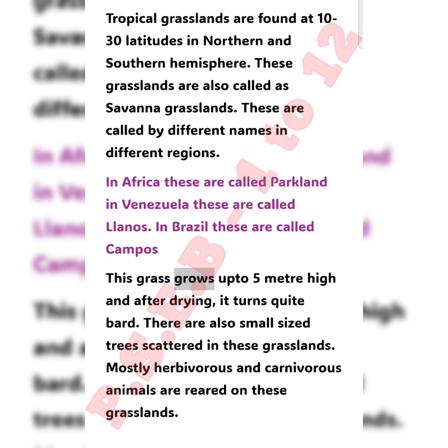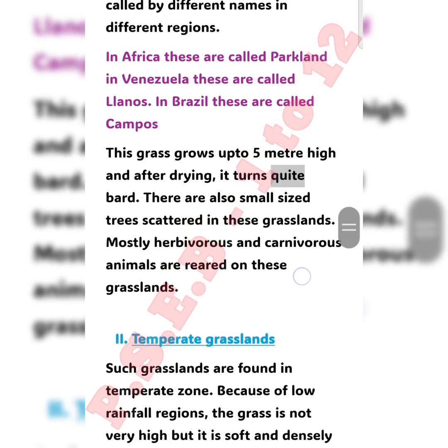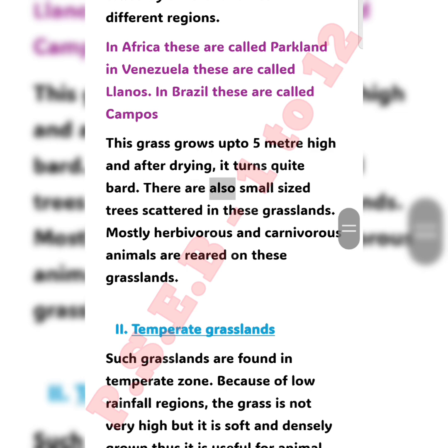This grass grows up to 5 meters high and after drying, it turns quite barren. There are also small-sized trees scattered in these grasslands. Mostly herbivorous and carnivorous animals are reared on these grasslands.